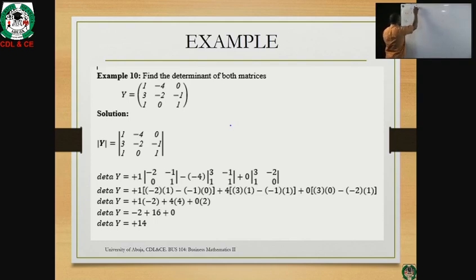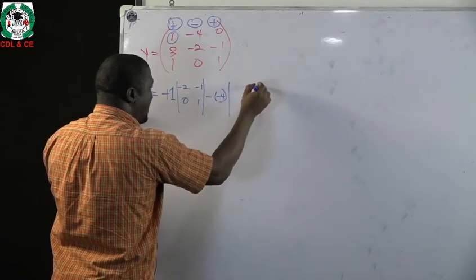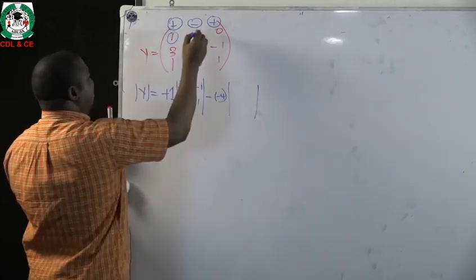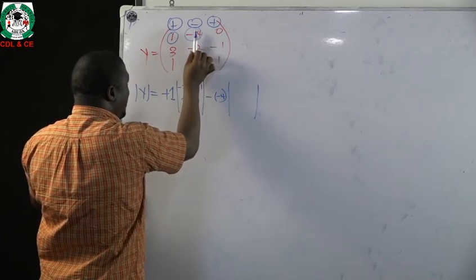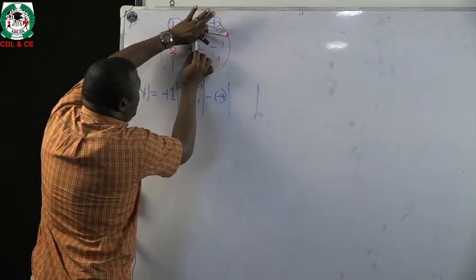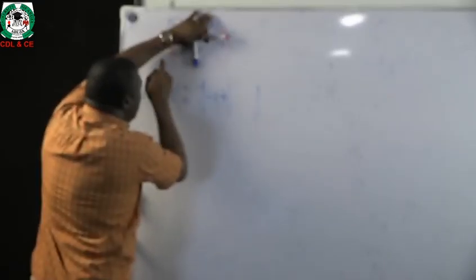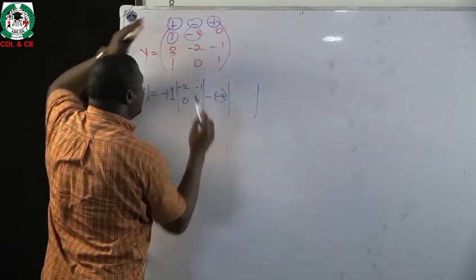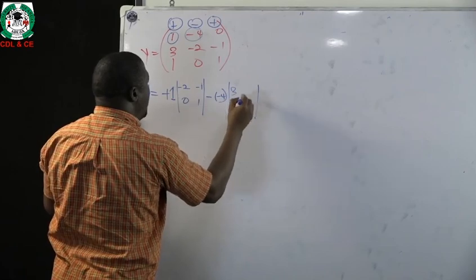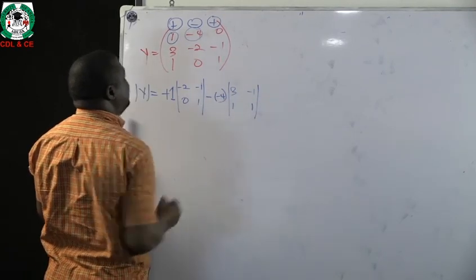Then we come here with our minus sign. Minus. Then the number here is minus 4. We bring our line out again. This is the minus 4. It is on this column, so we eliminate here. It is on this row, we eliminate here. So we are left with 3, 1, minus 1, and 1. So what do we have here? It is 3, 1, minus 1, and 1.